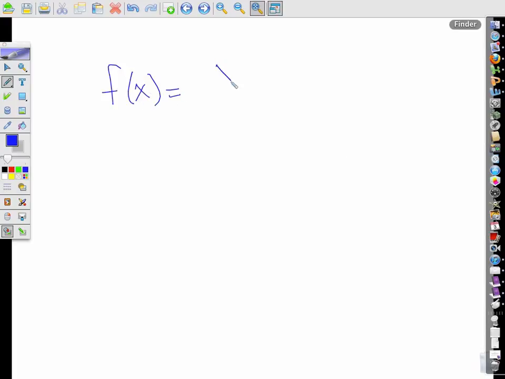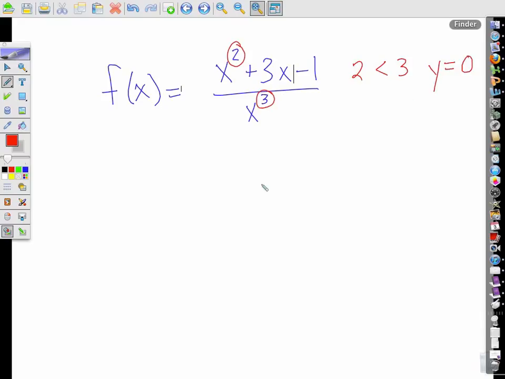If your function looks like this, x squared plus 3x minus 1 over x to the third, the degree on top is 2, the degree on bottom is 3, so 2 is less than 3, then y equals 0 is the horizontal asymptote. Y equals 0.